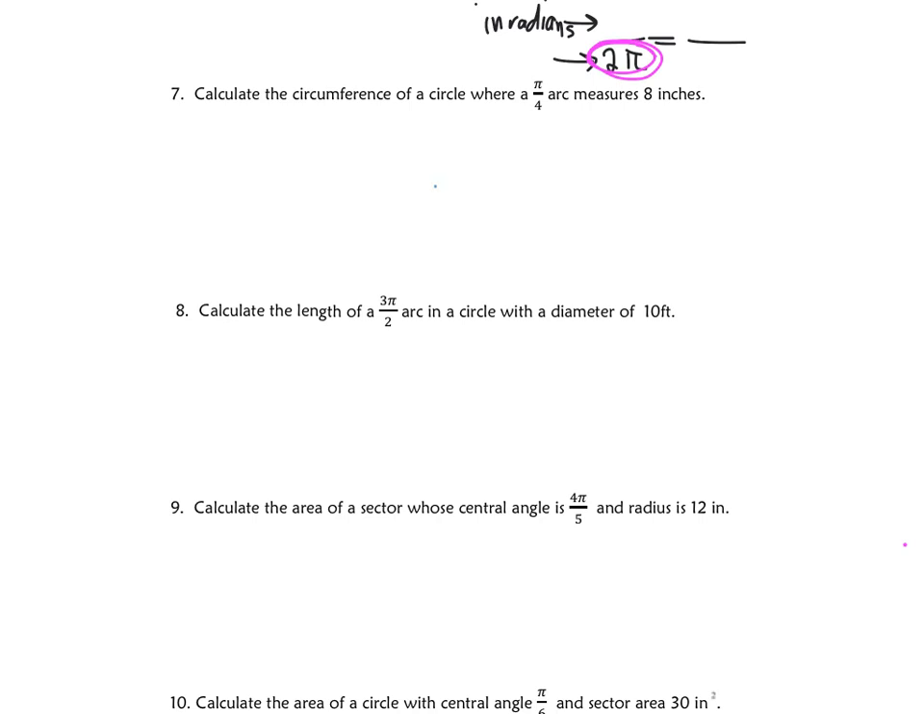Okay, so I am calculating the circumference of a circle where a pi over 4 arc measures 8 inches. The wording is a little bit iffy, but the pi over 4 arc, that is its measure in radians, so that goes in my numerator. Pi over 4 divided by always 2 pi. They told me that the measure of the arc is 8 inches, and then I'm looking for the circumference. So I'm going to put a big capital C in the denominator. If I put 2 pi r, that's okay. I'm just going to have to solve for r and then replug it in.